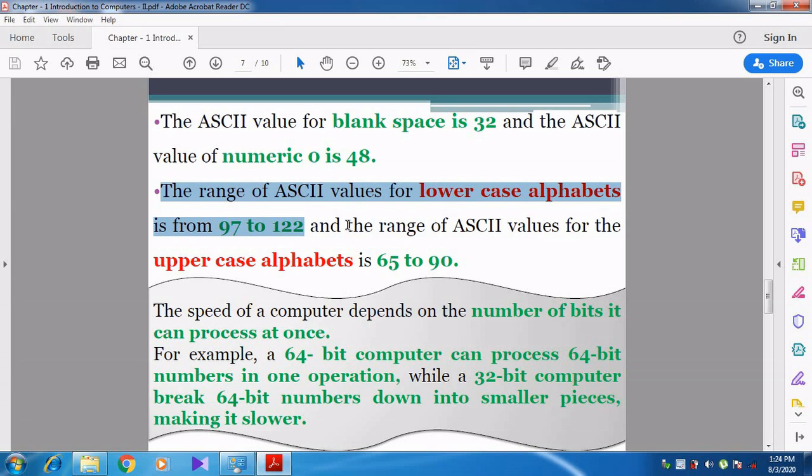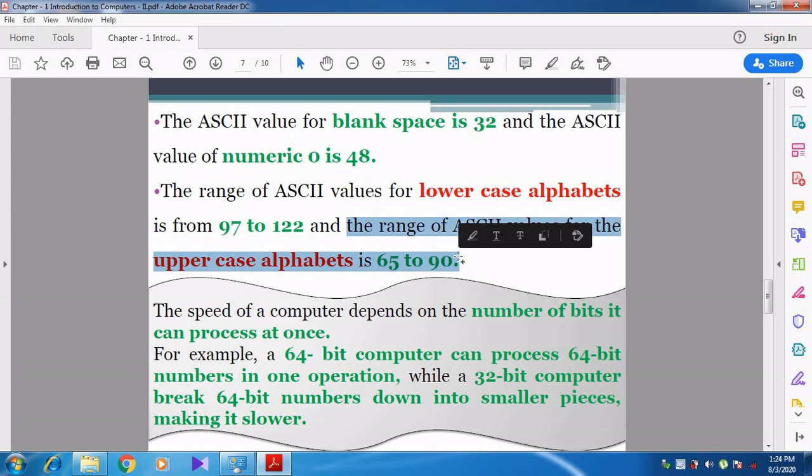Like that, the range of ASCII values for the uppercase alphabets. Uppercase means capital letters. Capital letters stand for 65 to 90. That means capital A represents 65, capital B represents 66. Can you understand, students? Like that it goes on up to capital Z. So when I press capital Z in the system, it is converted to ASCII value 90. Then 90 is converted into zeros and ones.